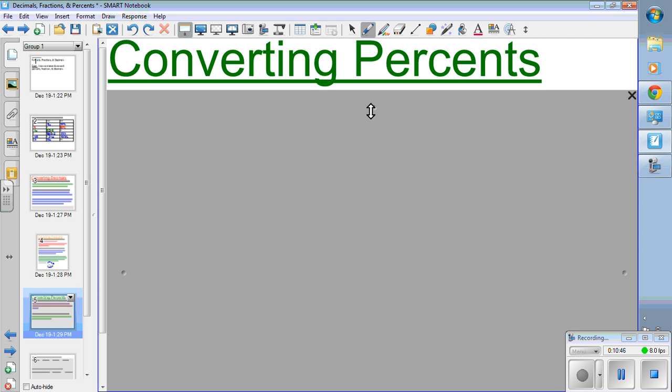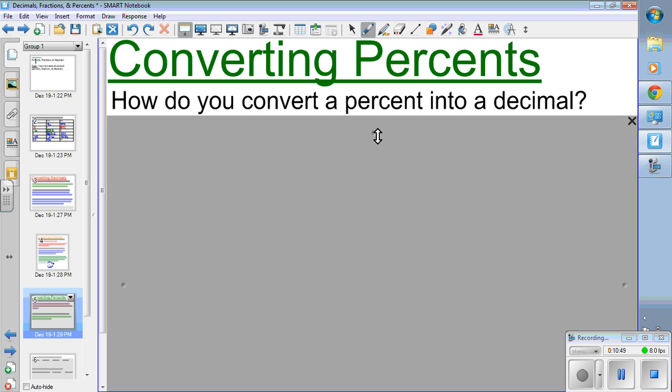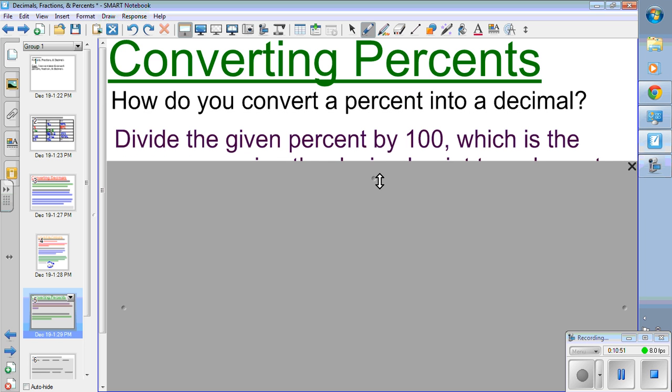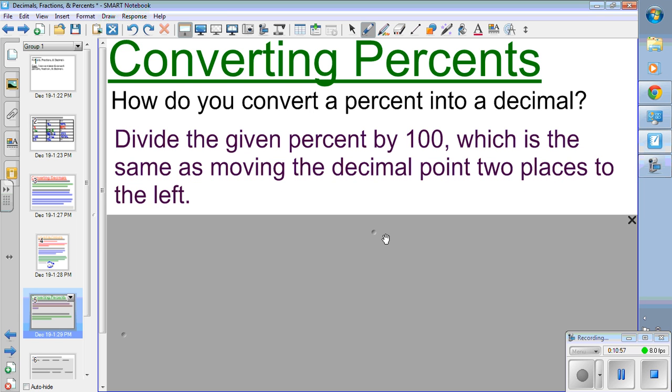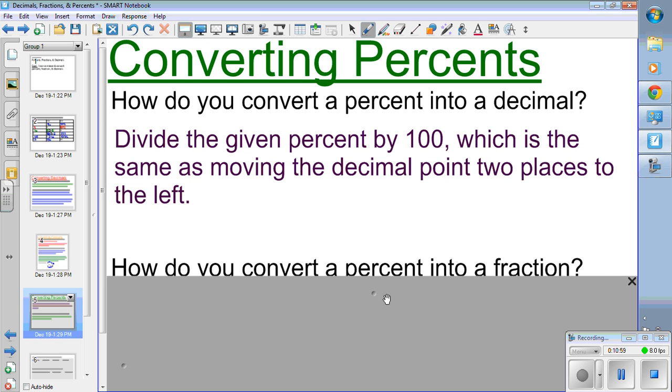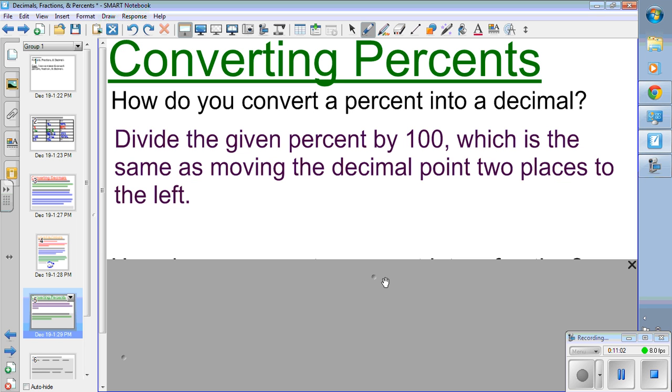Moving on, converting percents. How do you convert a percent into a decimal? Divide the given percent by 100, which is the same as moving the decimal point 2 places to the left. So your decimal is going now from here this way, to the left. I know I didn't actually draw anything, but you can see the motion of my pen.